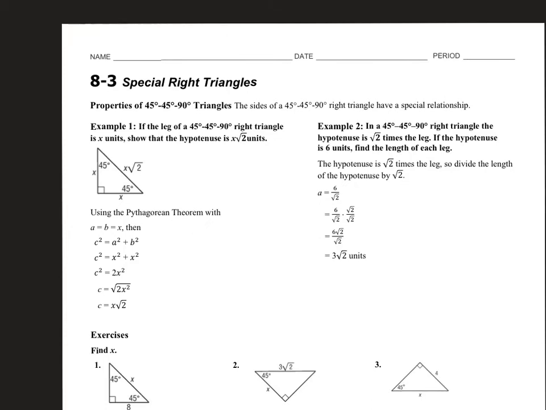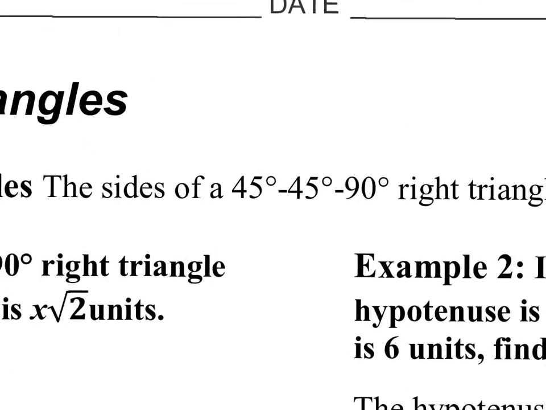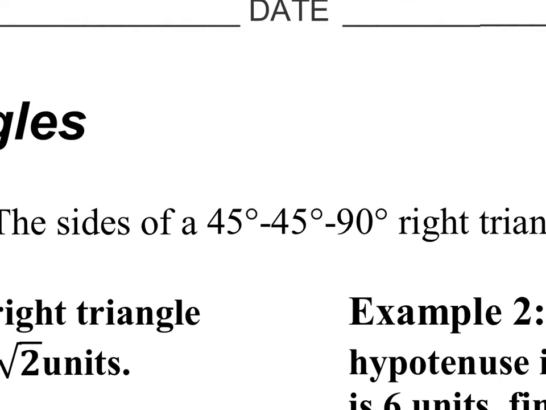Alrighty everyone, today we're looking at special right triangles. We're starting off with our 45, 45, 90 triangles. That is to say, these are going to be triangles that have three sides, specifically isosceles right triangles, wherein two sides are the same length, and the third side, the hypotenuse, has a specific relationship between the two.